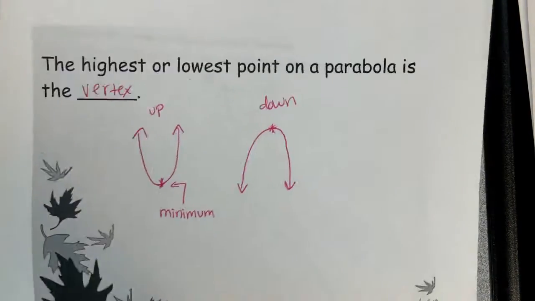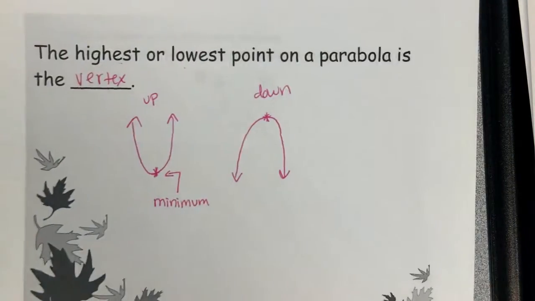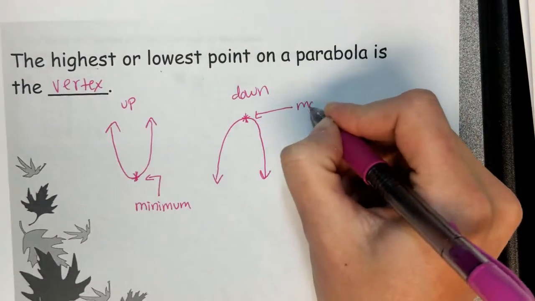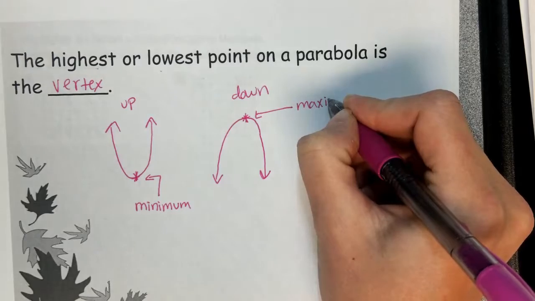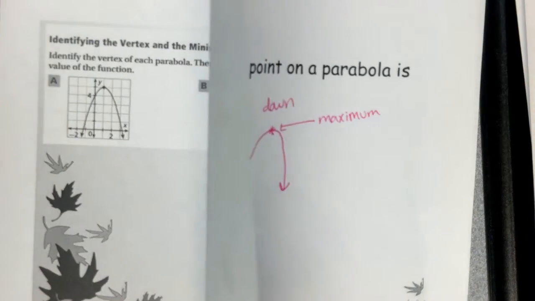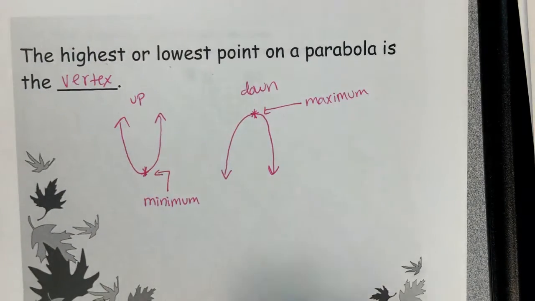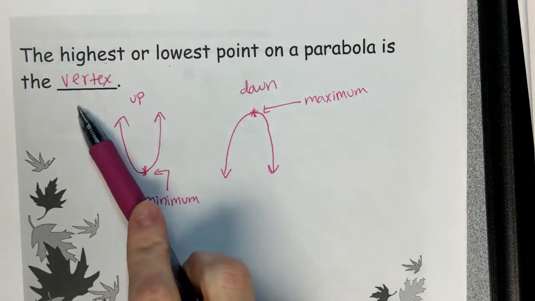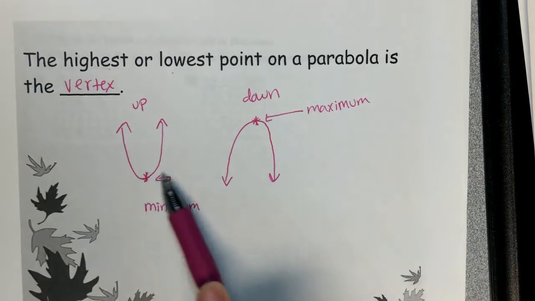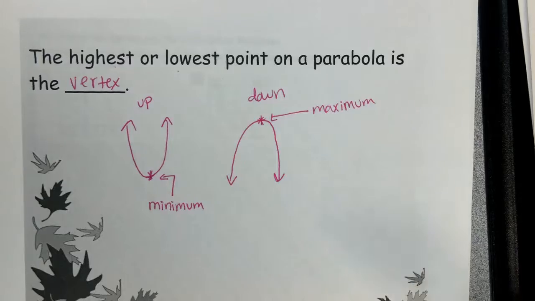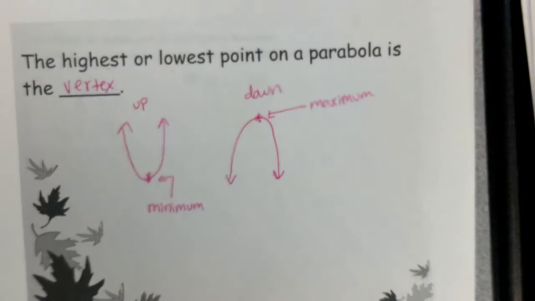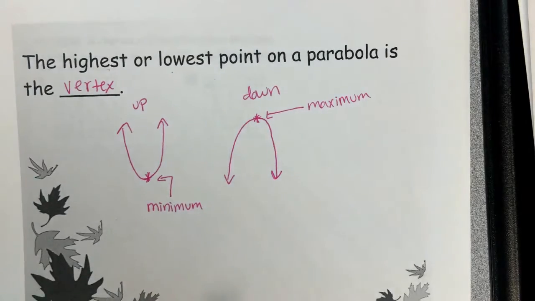And then facing down, what do you think that vertex is going to be? It's going to be a maximum. Okay, so make sure you have what the vertex is called, and a vertex can be a max or a min. It's going to depend on how your graph looks. You can only have one vertex for a quadratic function. So we talk a lot about this point.